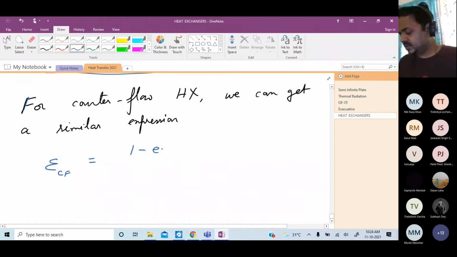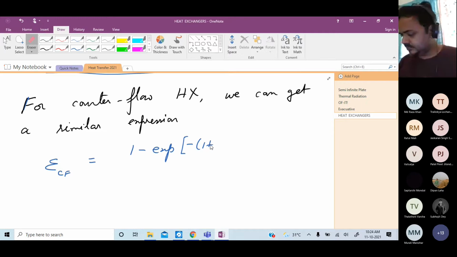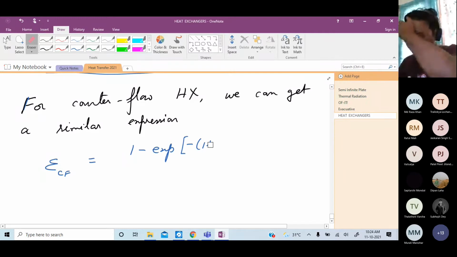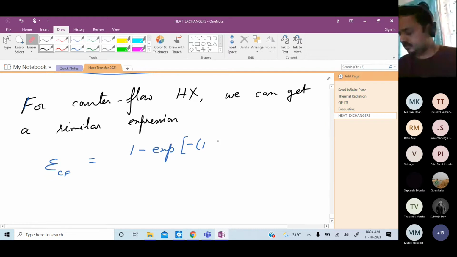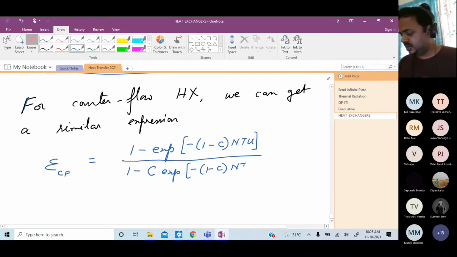And what we get is 1 minus exponential minus, sorry, 1 minus... times NTU in the numerator, and in the denominator you have 1 minus C times exponential, and exactly the same thing, minus 1 minus C times NTU.